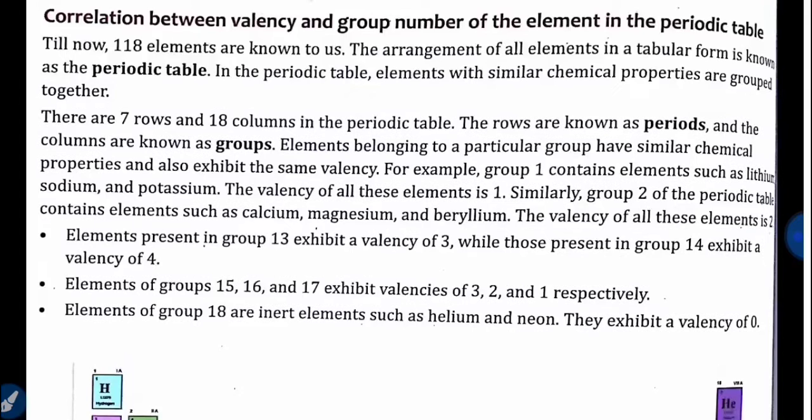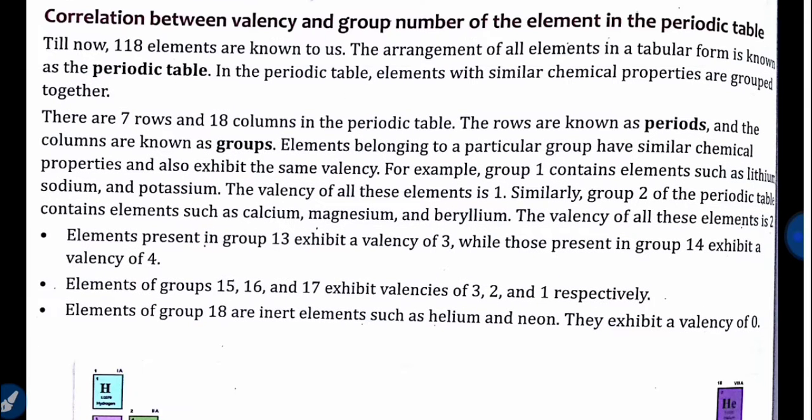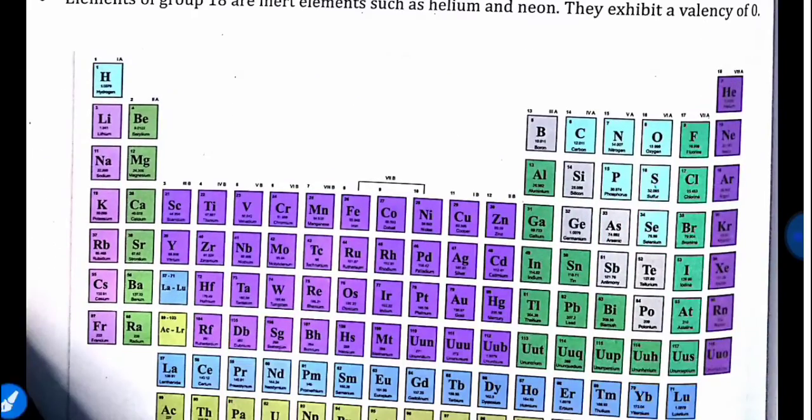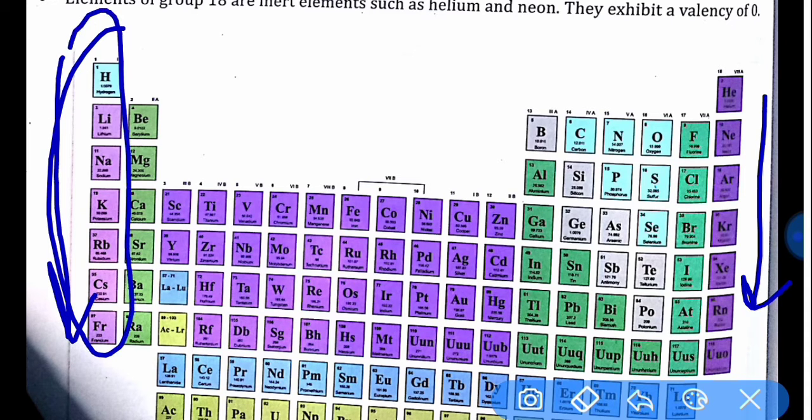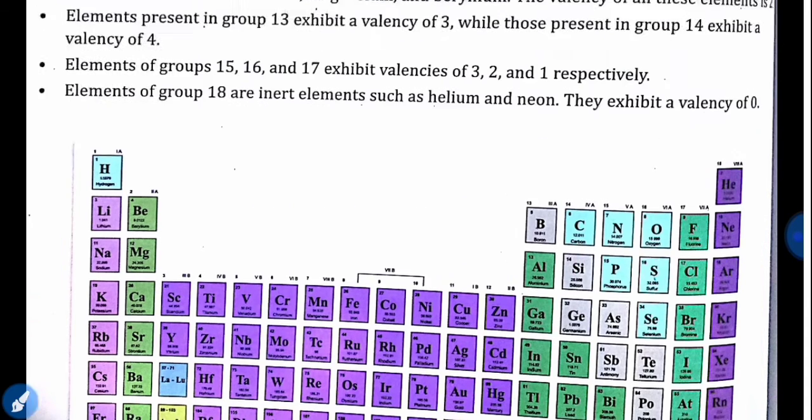If you see here in the periodic table, elements with similar chemical properties are grouped together. These vertical lines are known as groups. The chemical properties of the elements in a group are the same, which is why they are kept in one group. Similarly, if you take any other group, its elements also show the same chemical properties.